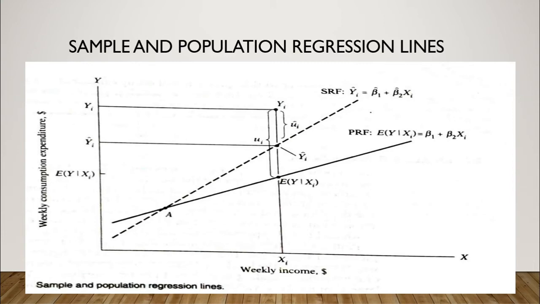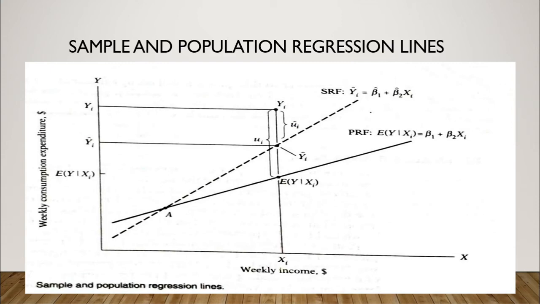Here in the graph you can find a sample regression function and a population regression function. So, we have sample and population regression lines. The population regression function is denoted by PRF and the sample regression function is denoted by SRF. The dotted line is the sample regression function and the other line represents the population regression function. Here income is taken along the x-axis and consumption expenditure is taken along the y-axis, and you can see that the actual observation of Y, which is denoted by Yi, is different from both Yi hat and the expected value of Y given Xi.